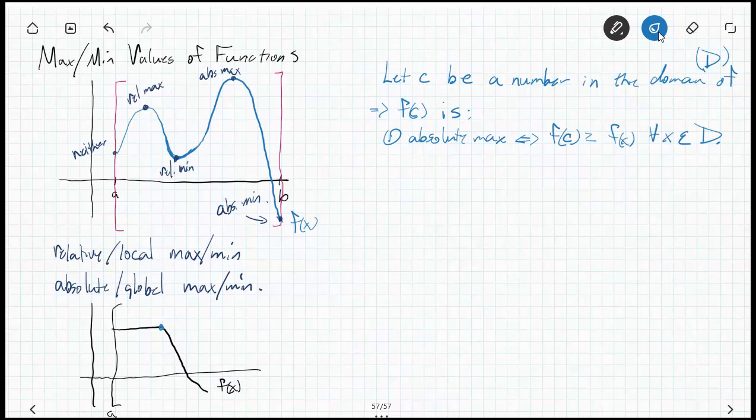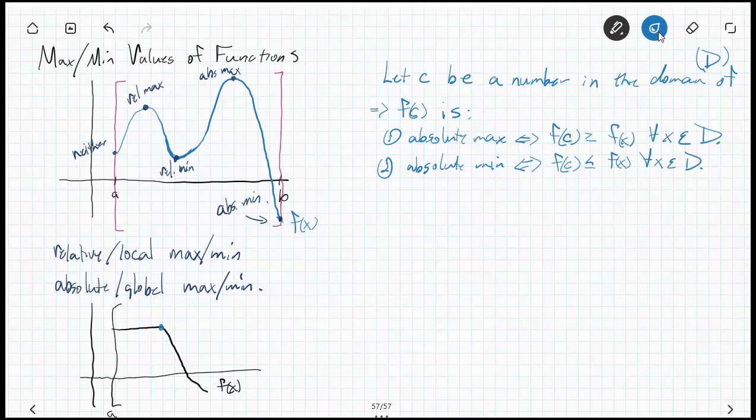Remember, this upside down capital A means "for every." This symbol means "an element of." 2 is an absolute min if and only if f of c is less than or equal to f of x for every x in the domain. Now that makes sense, doesn't it?